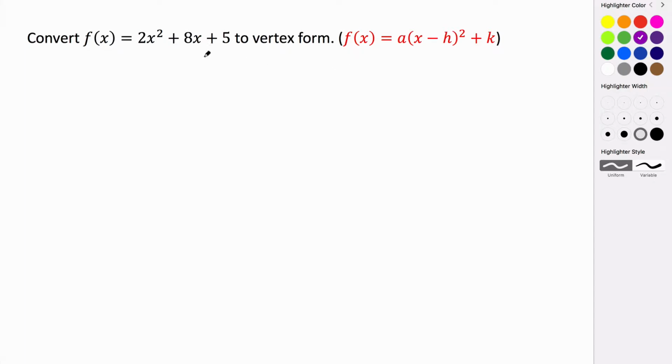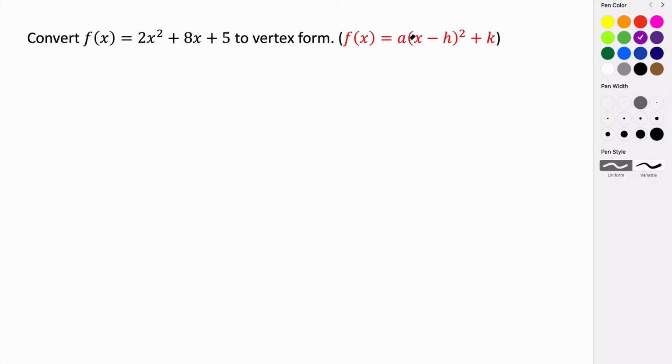For this example, we're looking to convert this quadratic function in standard form into vertex form. The benefit of vertex form is that it allows us to quickly and easily locate the vertex directly from the equation. The value of a here still determines whether our graph opens up or down. If a is positive, it opens up. If a is negative, it opens down.